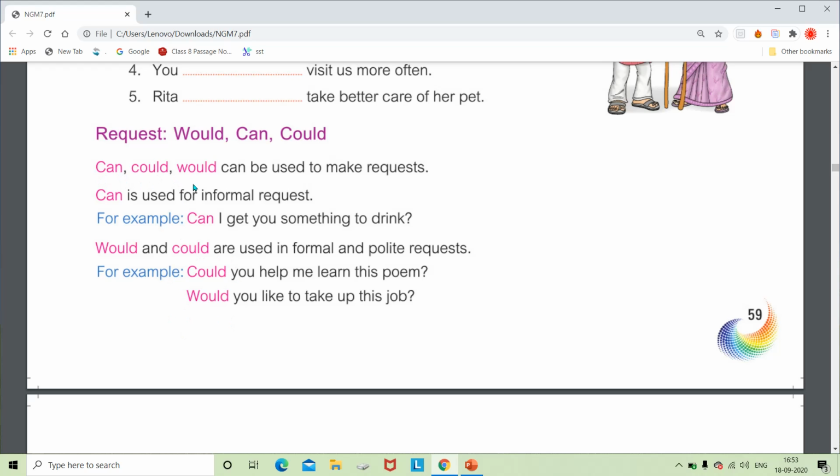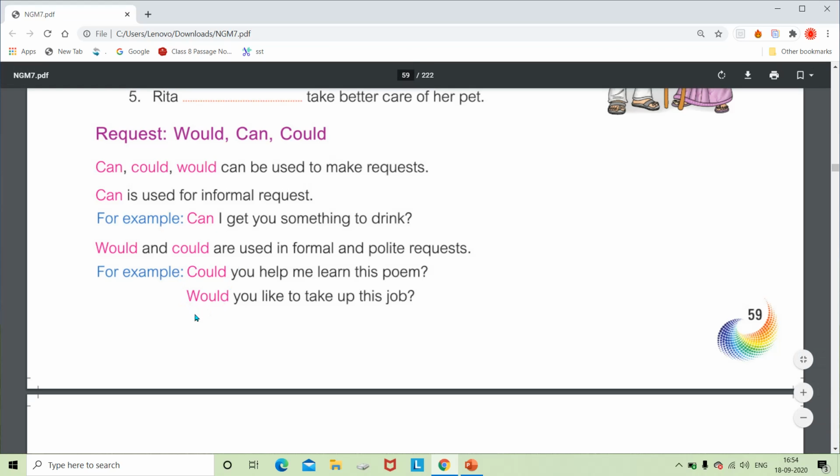But one common thing is that whether it is can, would or could, the action verb will be used only in V1 form. So let's see the examples. Can I get you something to drink? It is an informal request. But if we want to make a formal, polite request, we can use could. Could you help me learn this poem? And would you like to take up this job? It shows the polite tone of requesting.